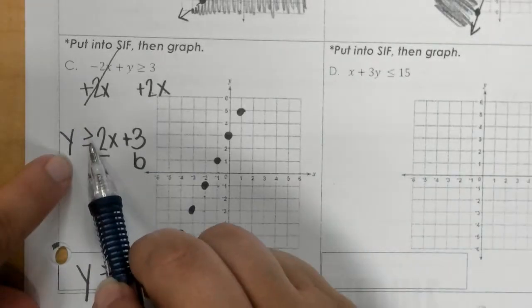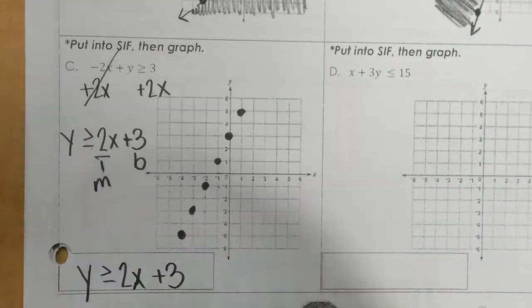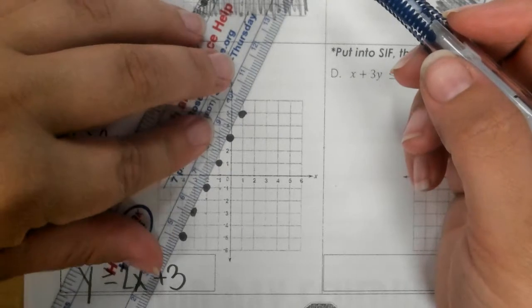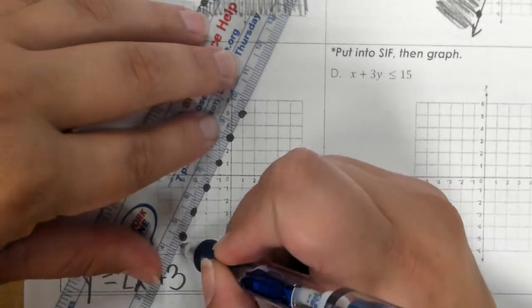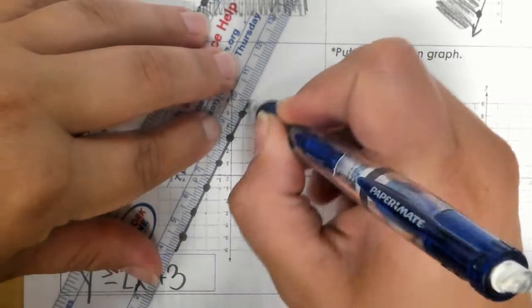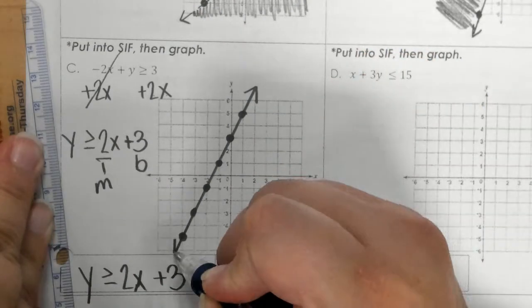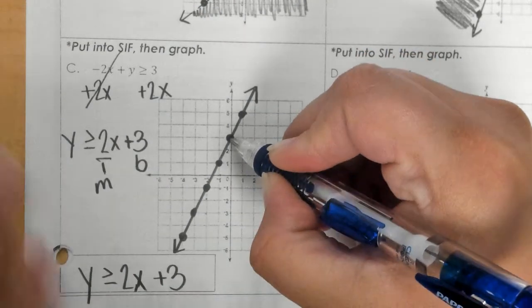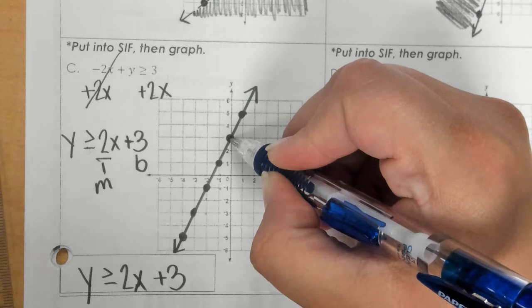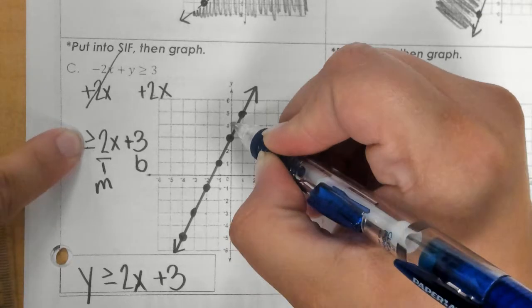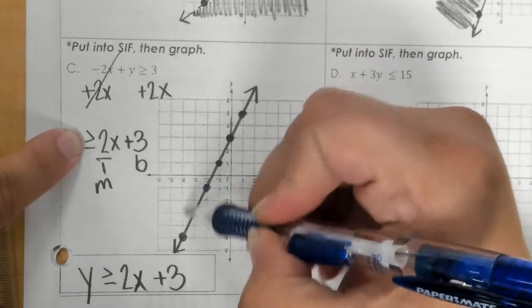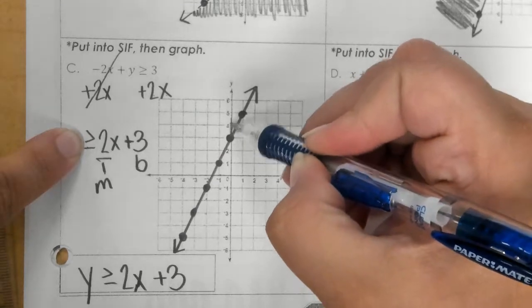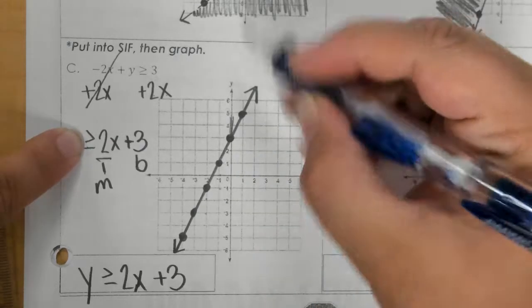And I have the greater than or equal to, so that means I'm going to have a solid line. I go back to where I began, which was at the 3, and then since it's greater, I'm shading up. So that's this side of the graph.